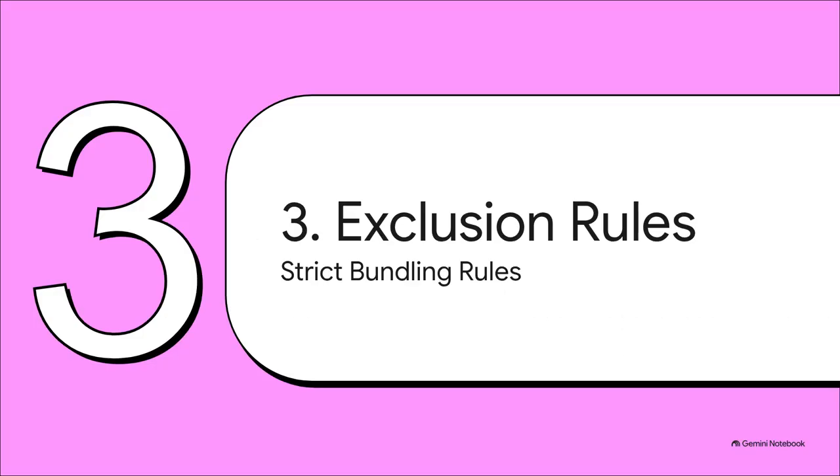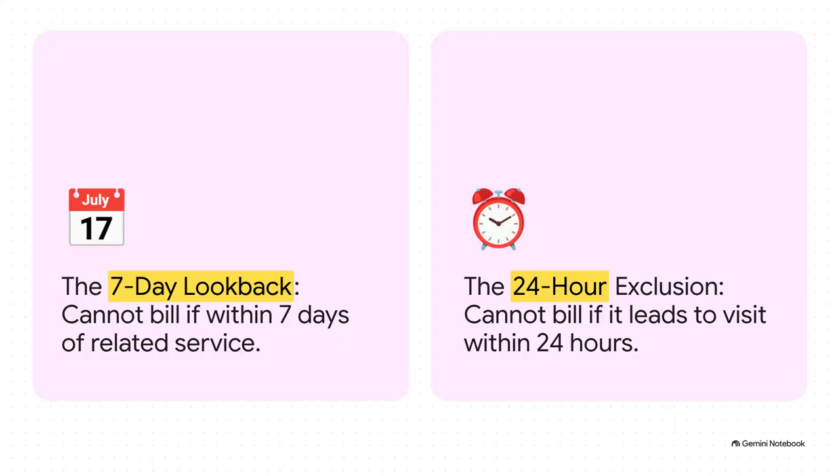Up next is Section 3, Strict Bundling Exclusion Rules. This is where folks often get tripped up. Okay, there are two massive guardrails you basically need to memorize. First up is the 7-day look-back rule. You are strictly forbidden from billing a telephone E&M if that call stems from a related E&M service provided within the previous 7 days. The second one is the 24-hour exclusion.